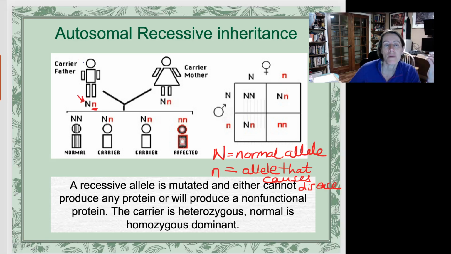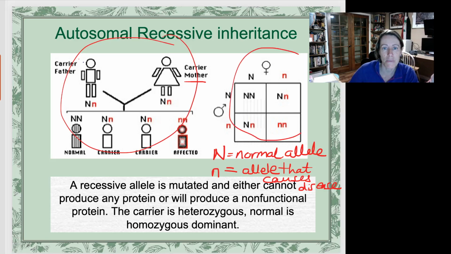Now, the mother is the same. She has one good version of the gene and one mutated version of the gene. But because she has a good version of the gene, she's going to be okay. She is making the protein she needs. So she might also not know that she has this allele hiding in her genome. All right. So if these 2 people have children, you can see the pedigree on the left. This is the pedigree. And then this on the right is the Punnett square.